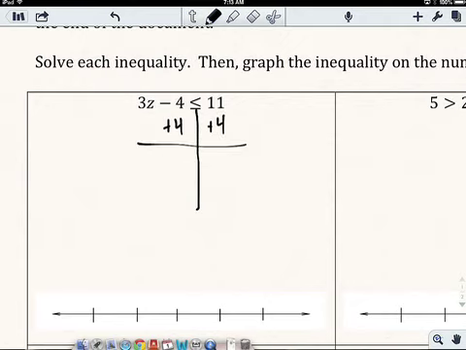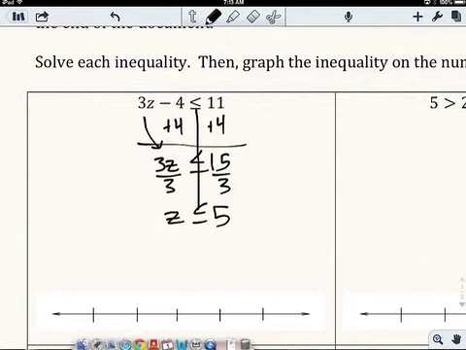When I add 4, I get 15 on the right side of the inequality. The inequality symbol stays the same, and then 3z comes down. Then I should divide by 3, and z is going to be less than or equal to 5. And because I divided by a positive number, that inequality sign is not going to change, and so it stays. z is less than or equal to 5.